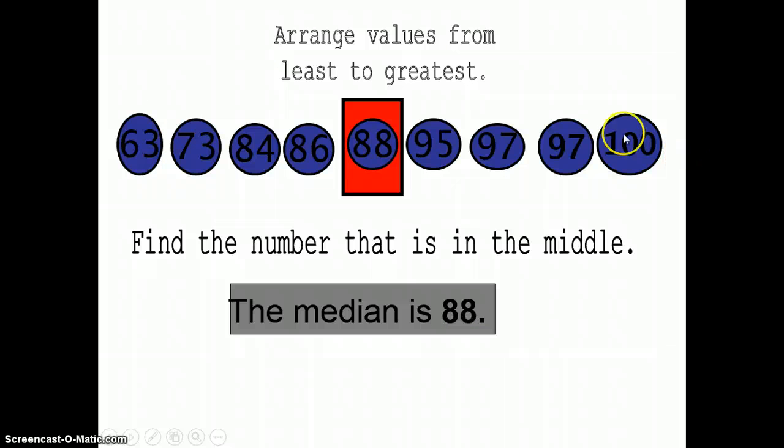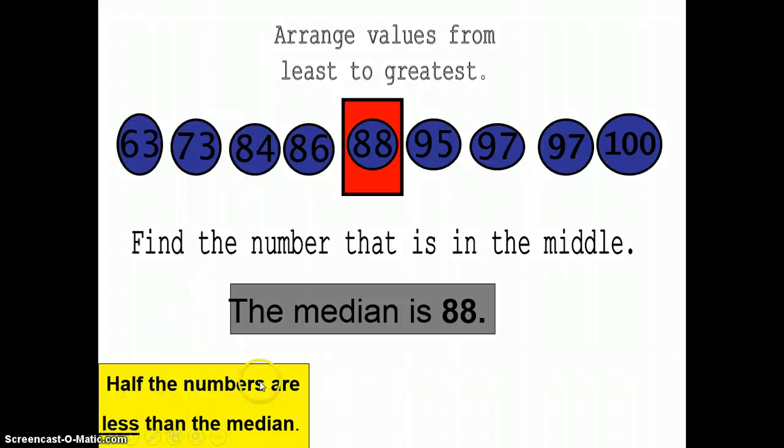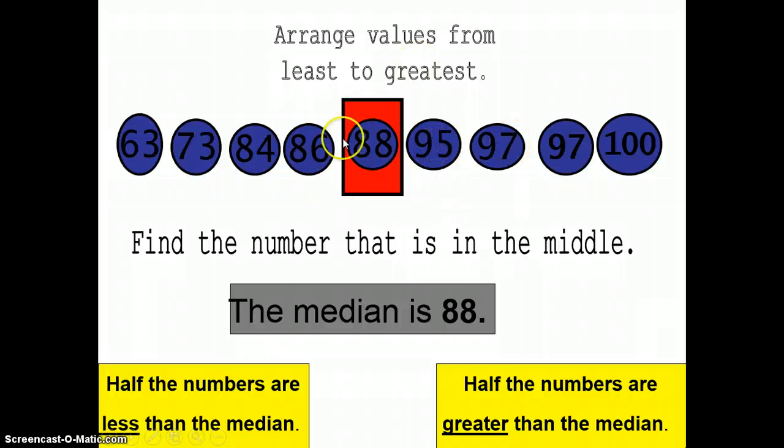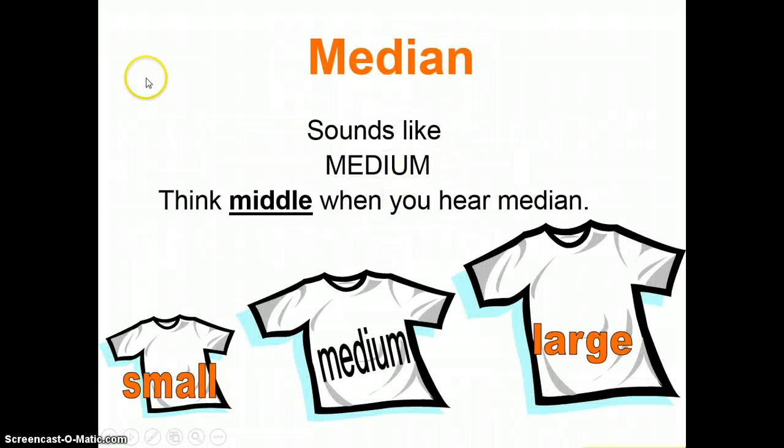What if there was an even amount of data? So 8 numbers or 6 or something like that. Let's take a look at one of those examples. Half the numbers are less and half are greater. So right smack dab in the middle. Median's kind of like middle, so medium. One way to think of it: small, medium, large, medium, median, or the median, the highway, is that grassy part in the middle. It's the middle term.